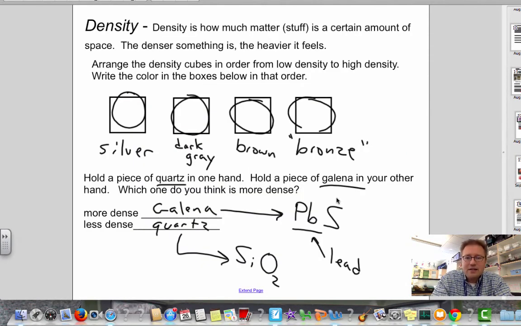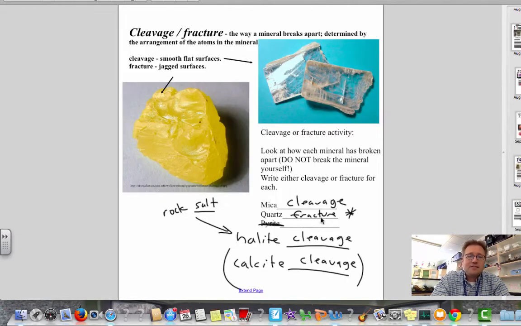Density. Density is another way to tell different minerals from one another. If you hold two different types of minerals and one seems heavier than the other, it's more dense. The galena is more dense than quartz. As you held both of them, galena seemed pretty heavy. That has to do with the elements that are in the mineral galena. Galena has lead in it. Lead is a heavy element. You'll learn more about elements in 8th grade, but that's why galena is more dense and it feels heavier. So density is another one.